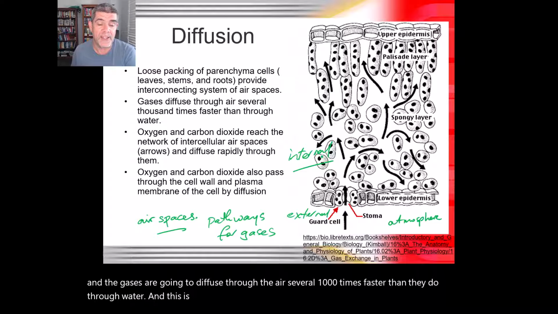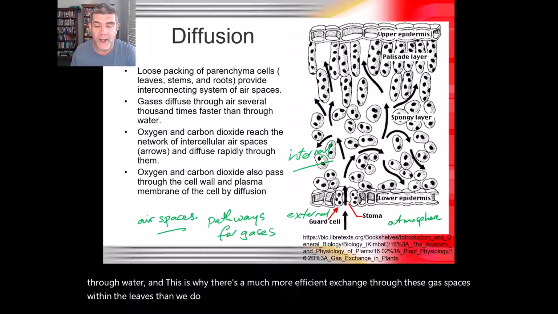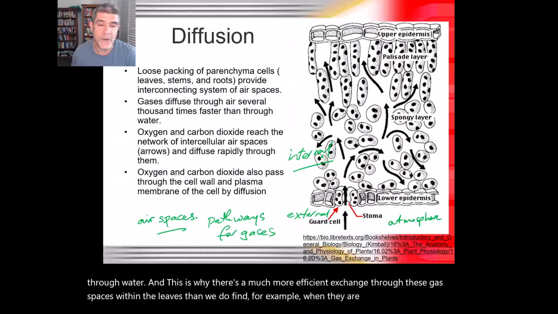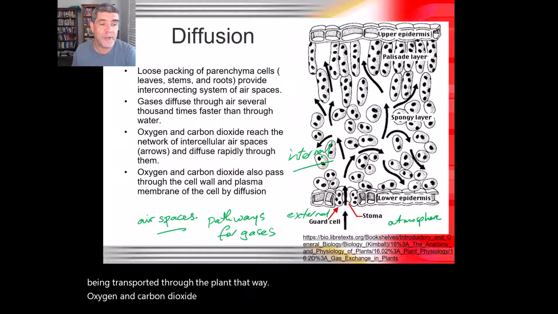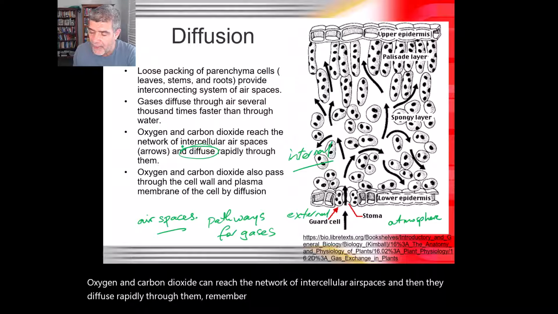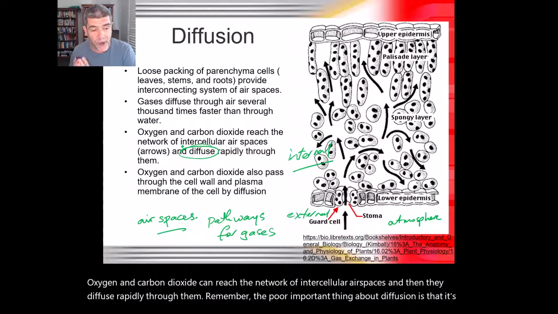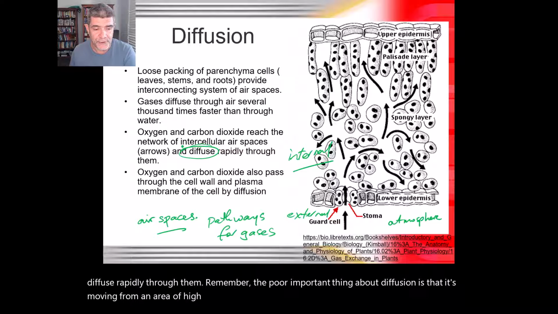And this is why there's a much more efficient exchange through these gas spaces within the leaves than we find, for example, when gases are dissolving in water and being transported through the plant that way. Oxygen and carbon dioxide can reach the network of intercellular air spaces, and then they diffuse rapidly through them. Remember, the important thing about diffusion is that it's moving from an area of high concentration to low concentration.